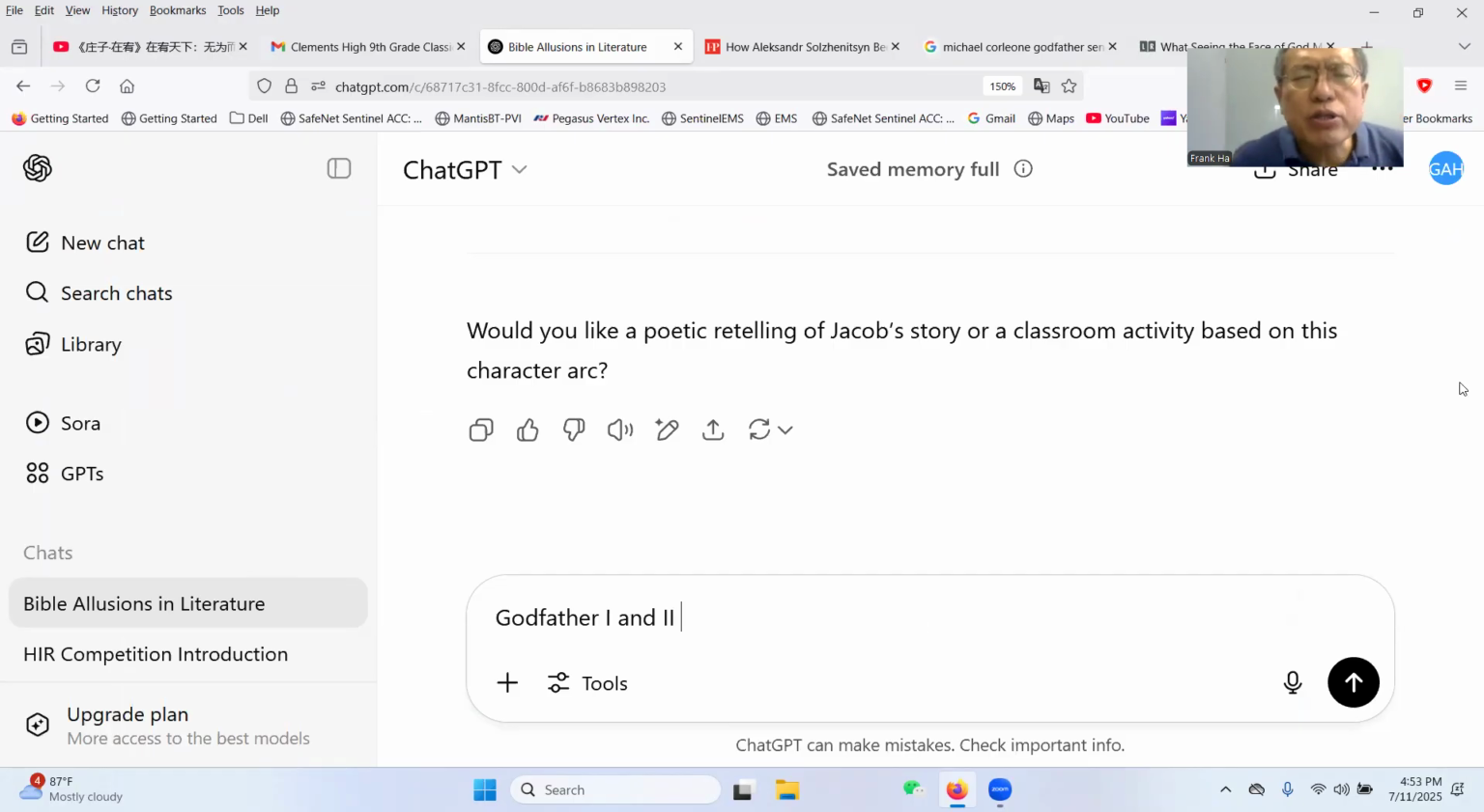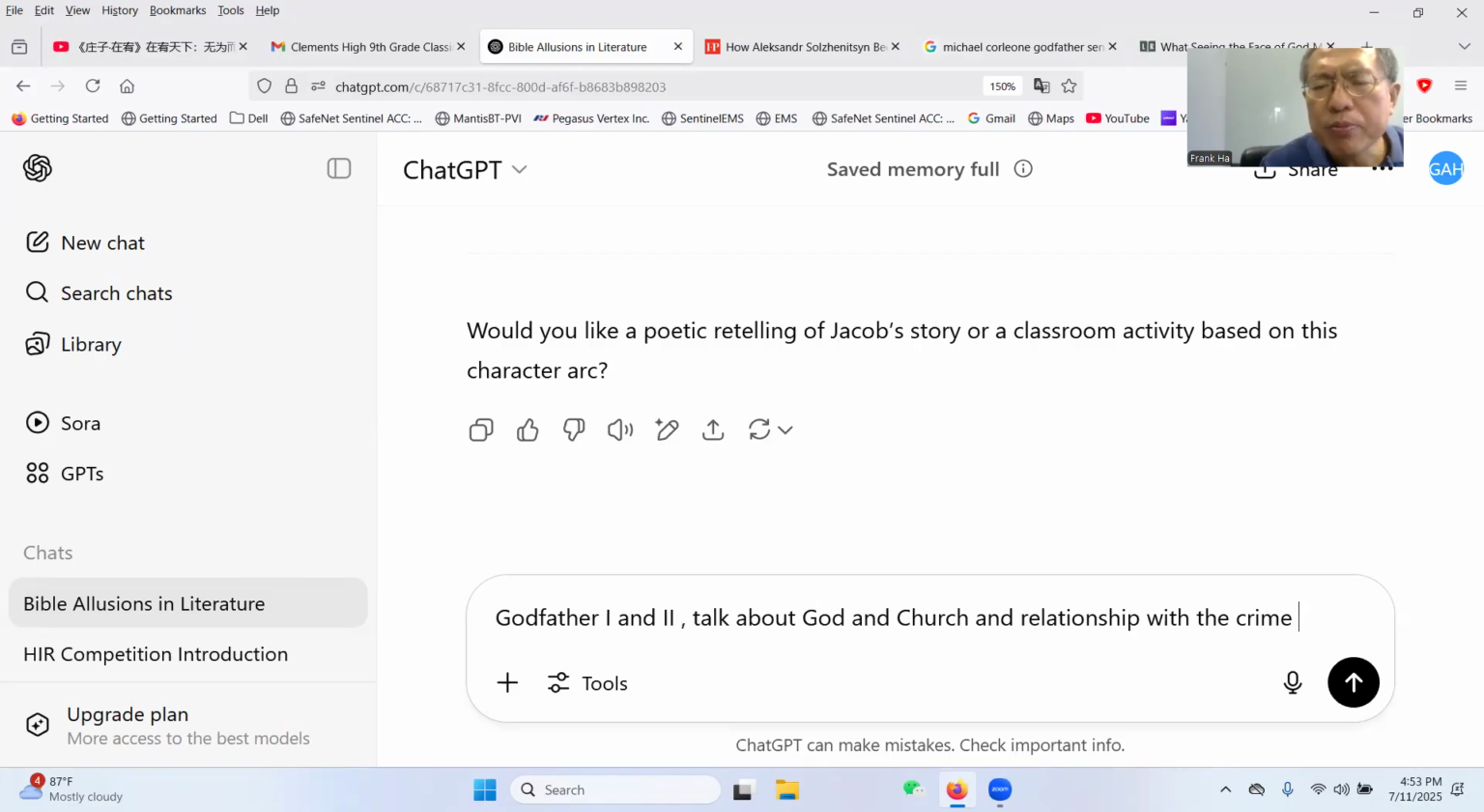I only respect Godfather 1 and 2. I don't like the 3. I think it's beneath my artistic taste. Talk about God and church, and the relationship with the crime. Their family is a criminal family, a crime family. Make sense?